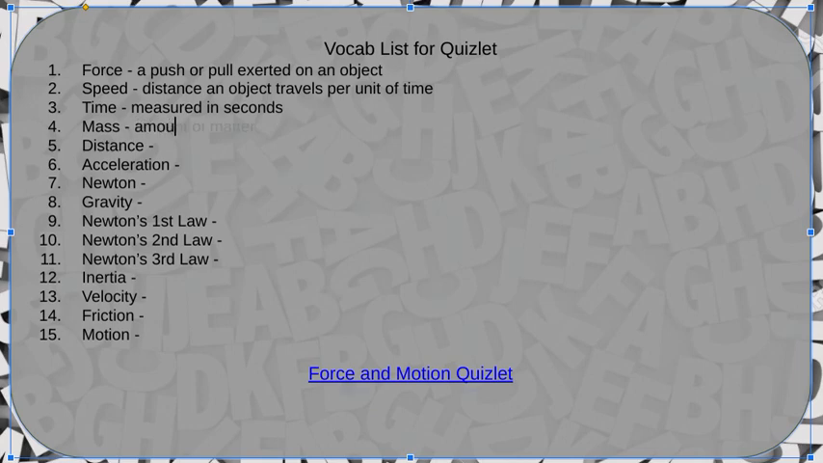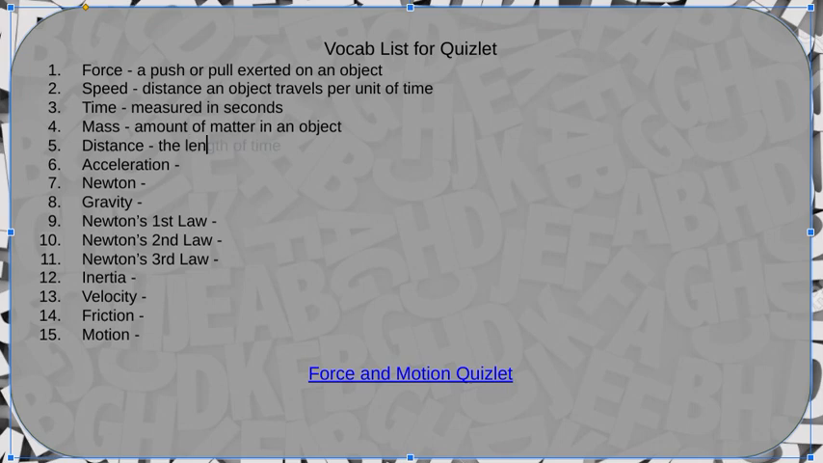Mass is the amount of matter in an object, the things that make it up. We talked about that, the atoms that make up that stuff, the mass. Mass does not change if you go from one planet to another.